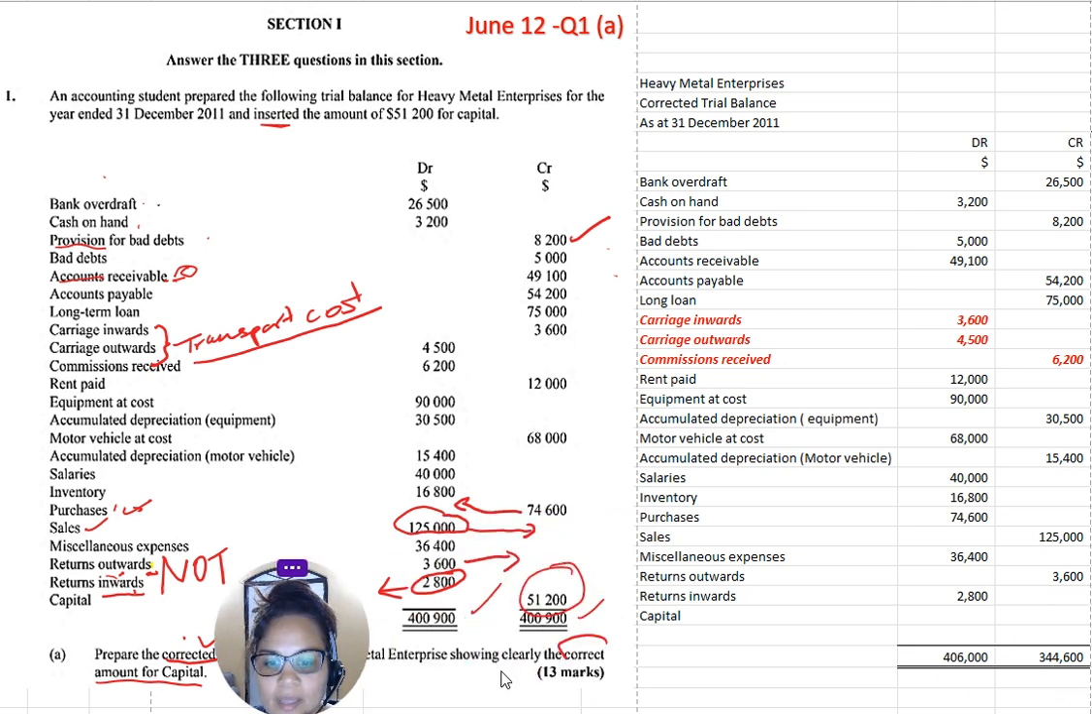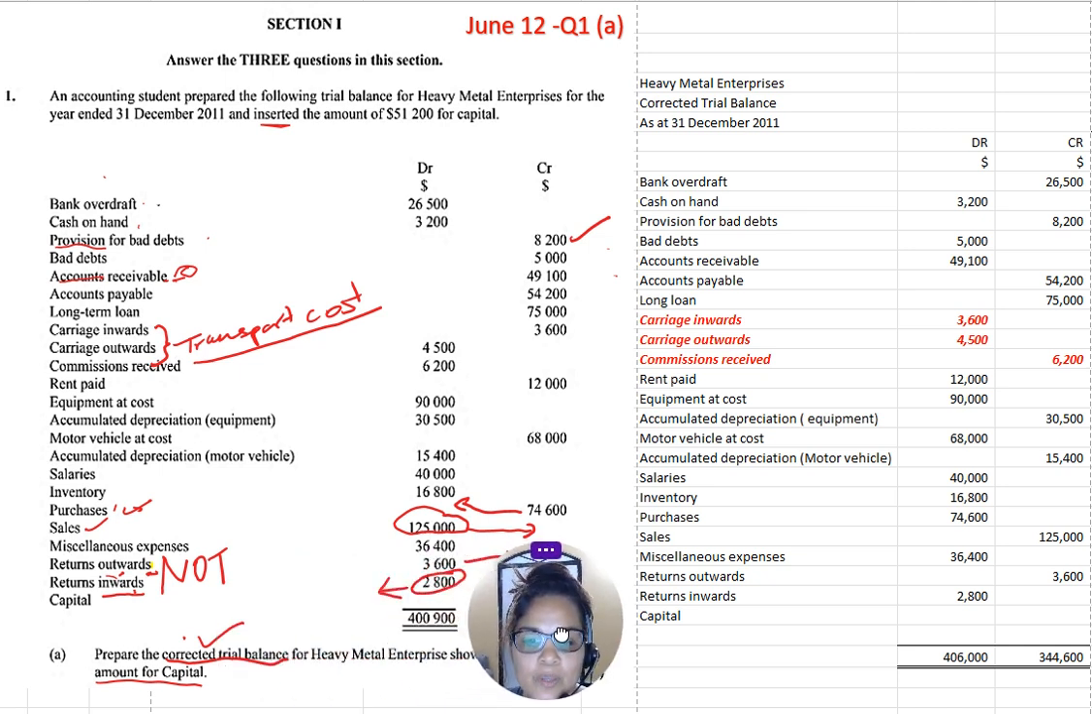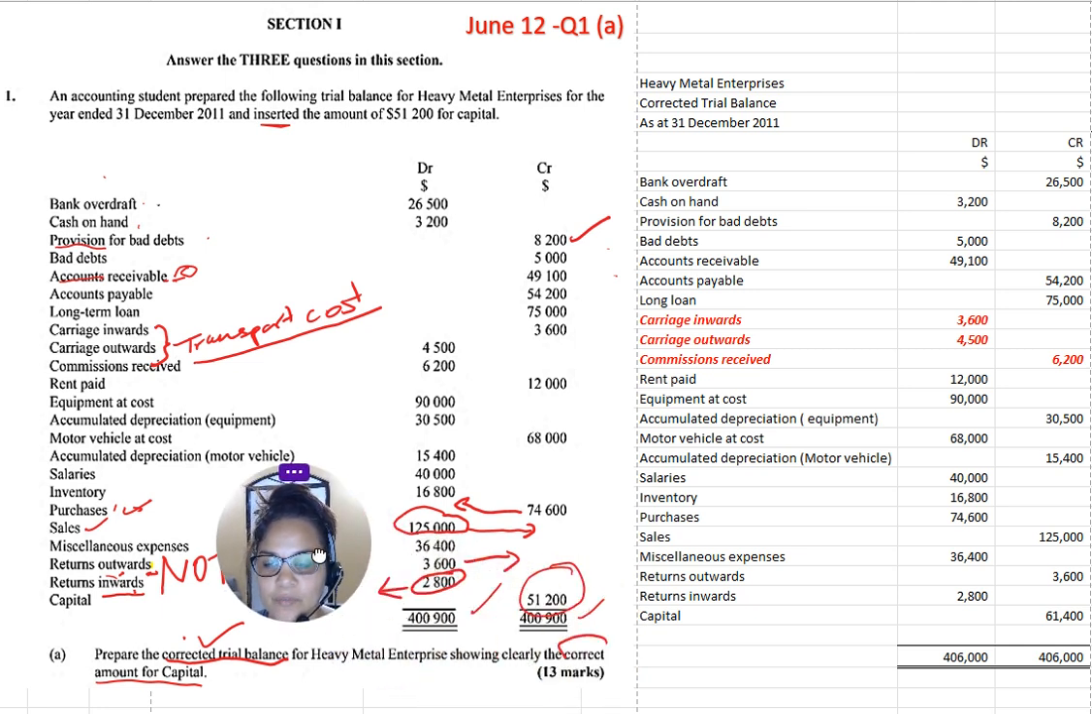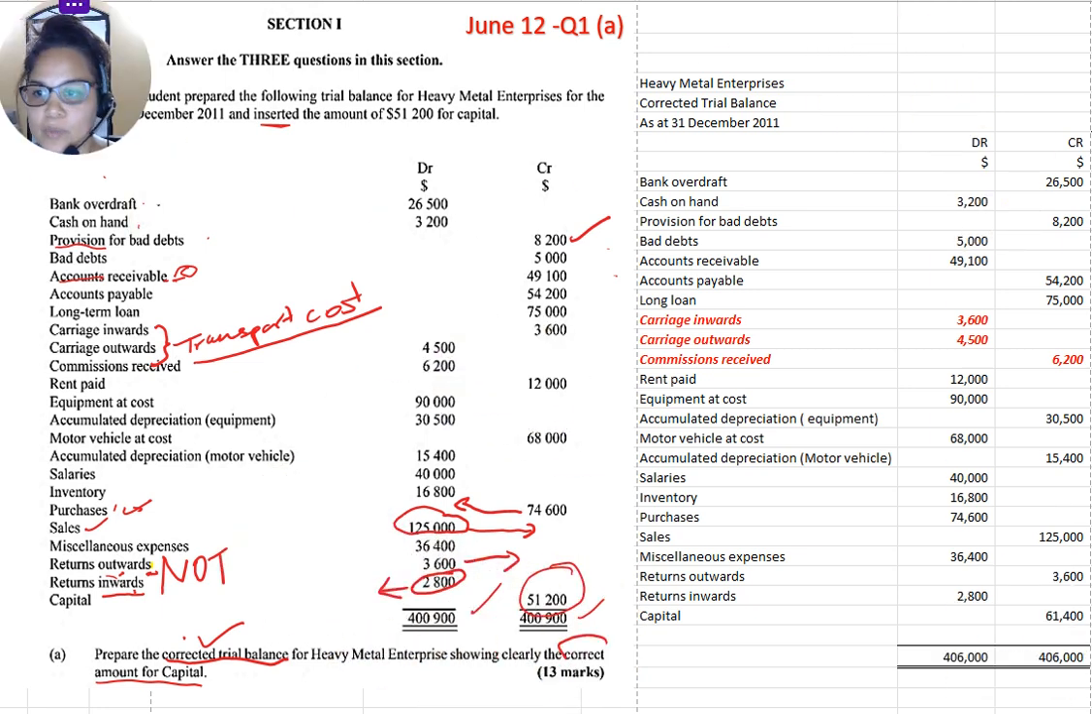The student had 51,200 as the capital, but when we do our minus, let us see how much is the difference. If we have 406,000 minus 344,600, the difference, your capital, is actually 61,400. And this is to close your question on, I don't know where to put this, but sorry about that. We just put it this way, right?